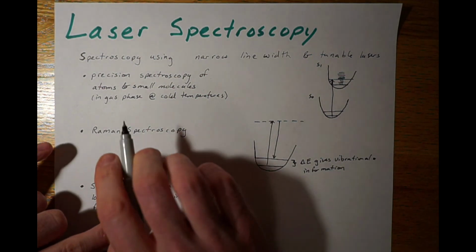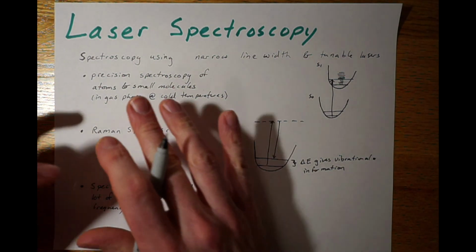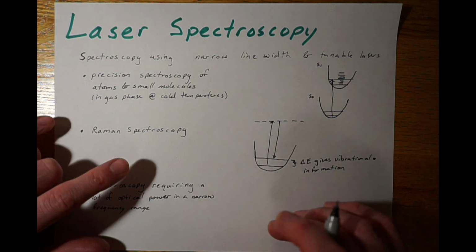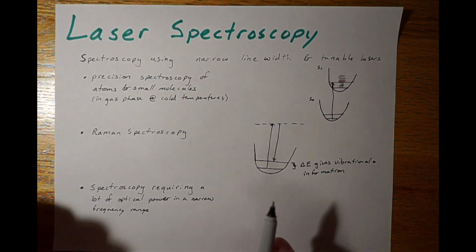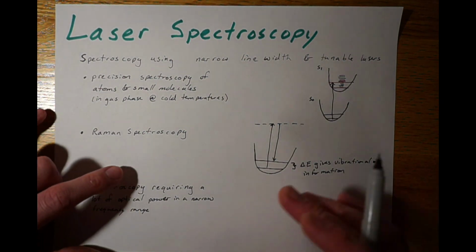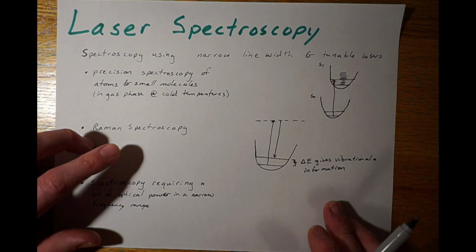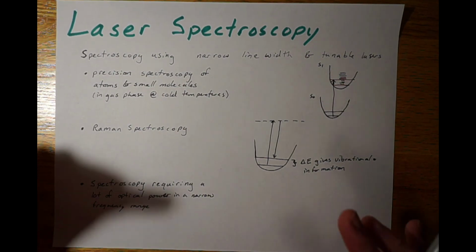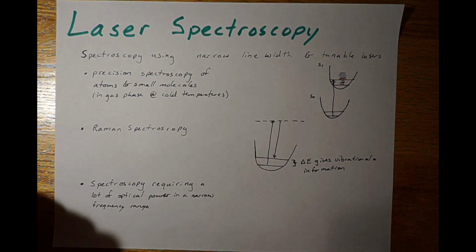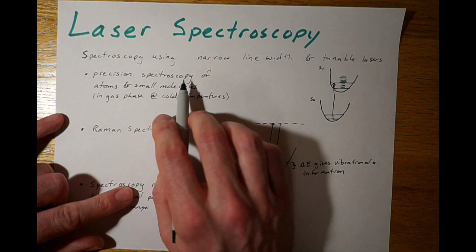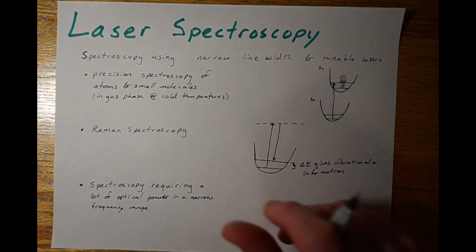So one way that we can use a very narrow line width and tunable laser is for precision spectroscopy. For precision spectroscopy, we're really taking advantage of that narrow line width and tunability to get a spectral resolution that is much, much finer than you could ever get in a traditional spectrometer.